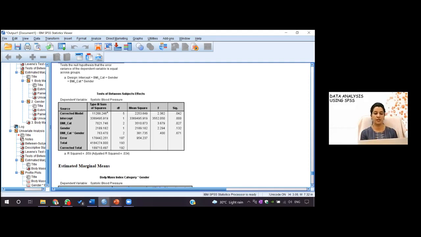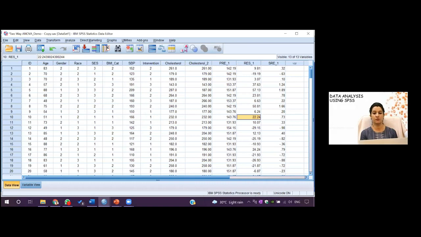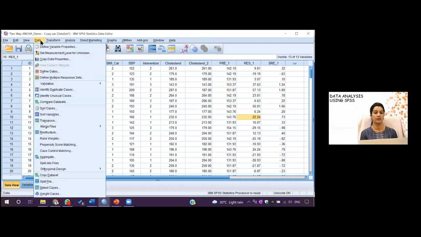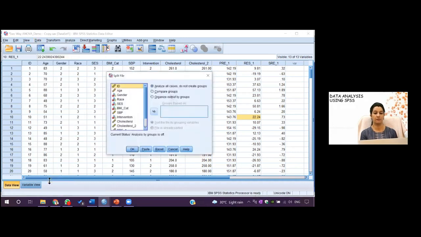For the assumption check, I have clicked these values. Remember this predicted, this studentized and unstandardized residual. For that, I need to check the value of these across the cells. So I will go to the data and split my file. I will compare the groups based on BMI category and gender, so it will have a comparison, that cell formation by this, and then I press OK.